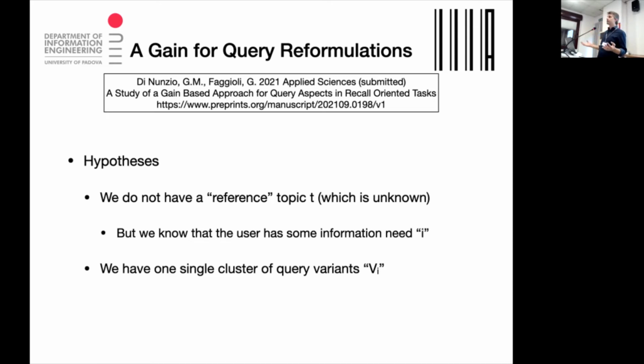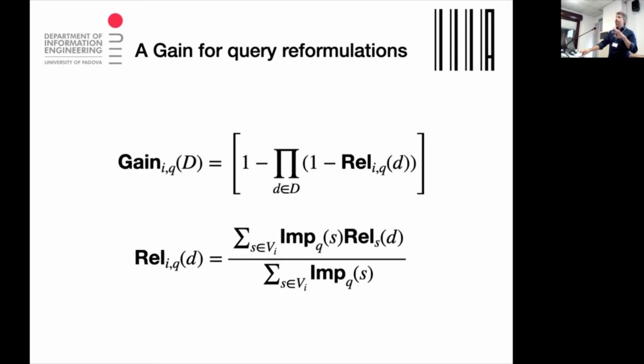You have multiple reformulations, and you don't know whether there is a reference topic or not. We know that the user has some information in mind, but we don't know any reference topic. And our hypothesis is that for this particular task, systematic reviews, we have one single cluster of query variants. So we have one particular cluster of aspects that we are interested in, and we do not have different variants of the same topic. So these are our two initial hypotheses, and we just changed the notation a little bit, but nothing important here, so I will skip this.